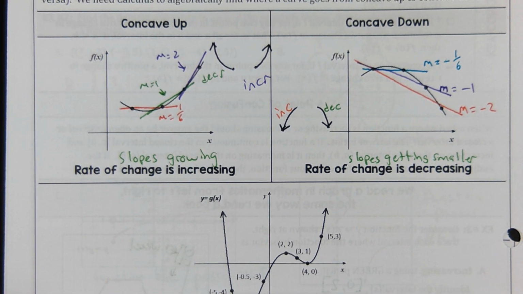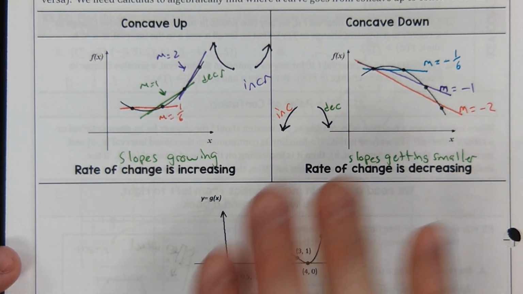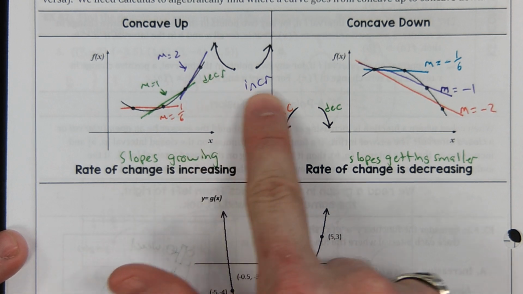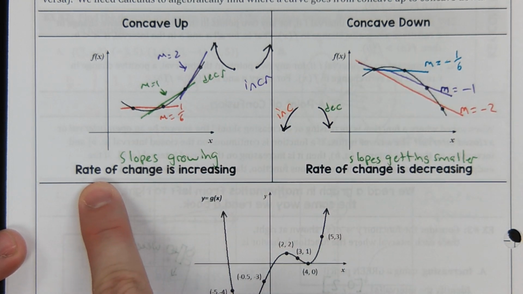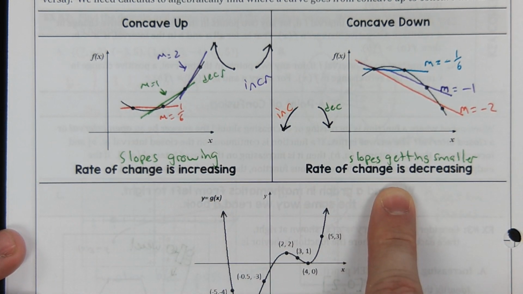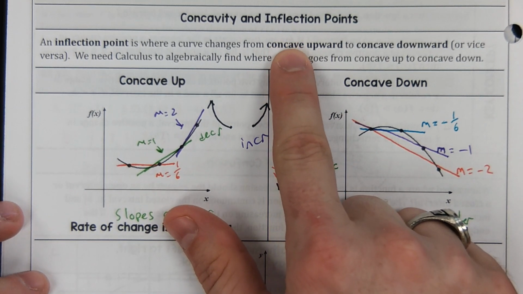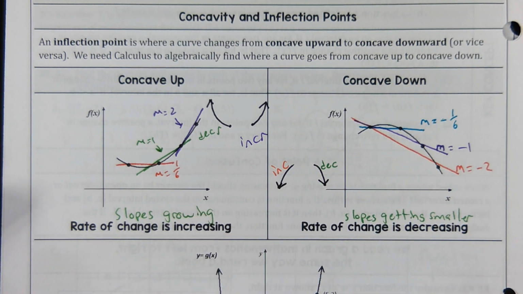So do you have any questions about how it looks and how it's related to concavity? Or how we can talk about rate of change while talking about the rate of change changing? It's a weird thing to say, the rate of change changing, but it can. No? Okay. And again, if you ever change from concave up to concave down or vice versa, that point that you found is called an inflection point.